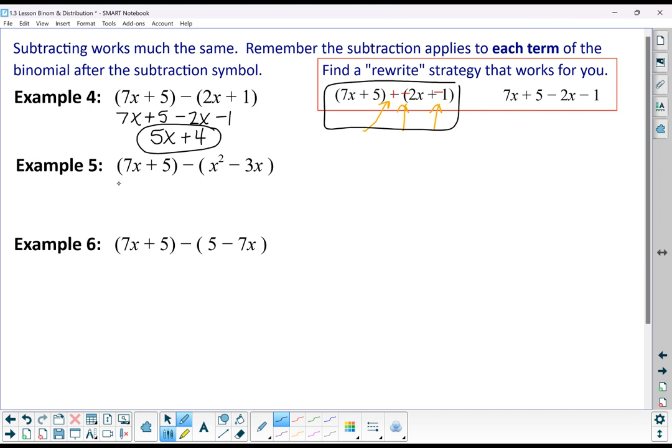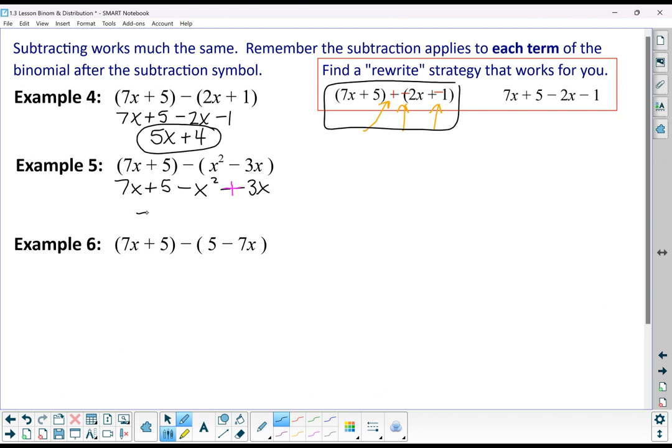Okay, so in this example 5, I have a 7x plus 5, and I'm subtracting an x squared minus 3x. So that's minus x squared and then minus negative 3x. And hopefully you remember, if we subtract a negative, it's the same as adding. So this is a plus 3x.